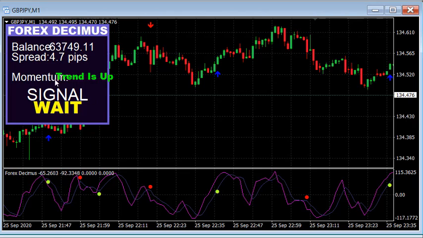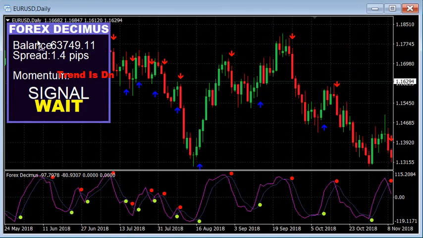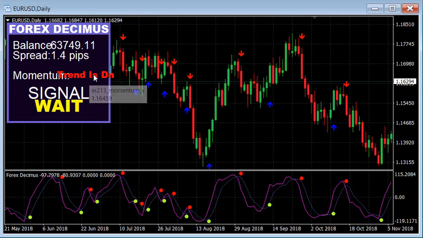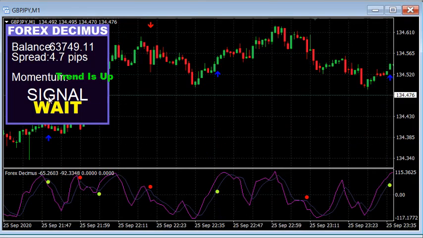They tell you when the trend is up. They tell you when the trend is down. In fact, I think the 1 hour or the daily that we were just looking at a minute ago might have actually said trend is down. Yes, it did. It said trend is down right there. So it'll tell you trend is down, or it will tell you that the trend is up. The blue arrows pointing up are for uptrend buy trades. The red arrows pointing down are for downtrend sell trades.